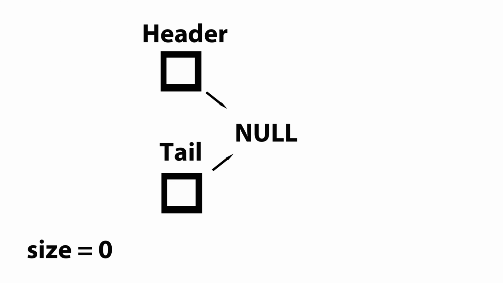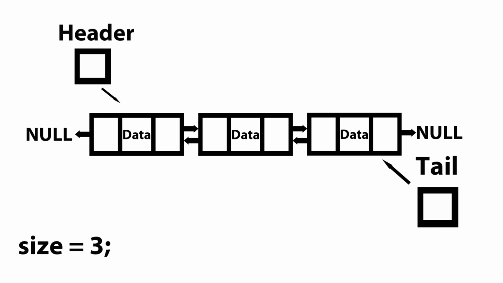Alright, so now let's move on to case 2. What happens when the doubly linked list has more than one node? Alright, so from here you can see that we have 3 nodes within our doubly linked list. And the most logical place to start would probably be the tail, since tail is always having a pointer to the last node within the list.